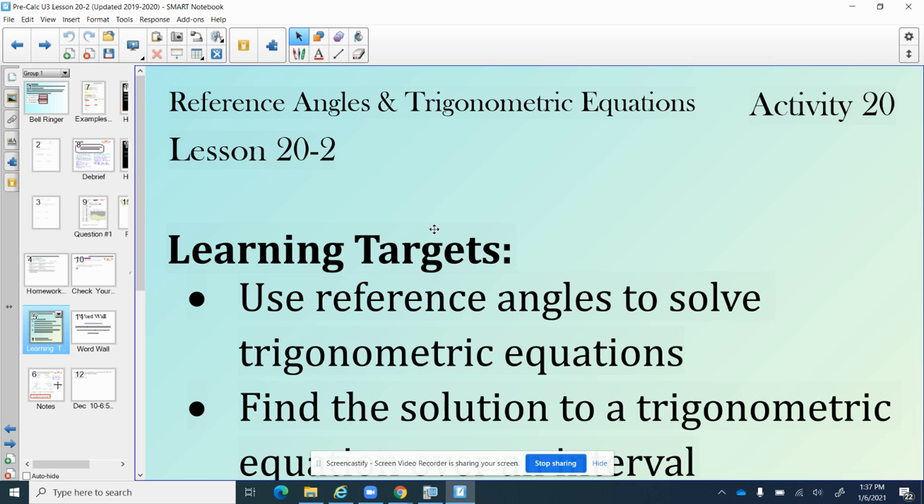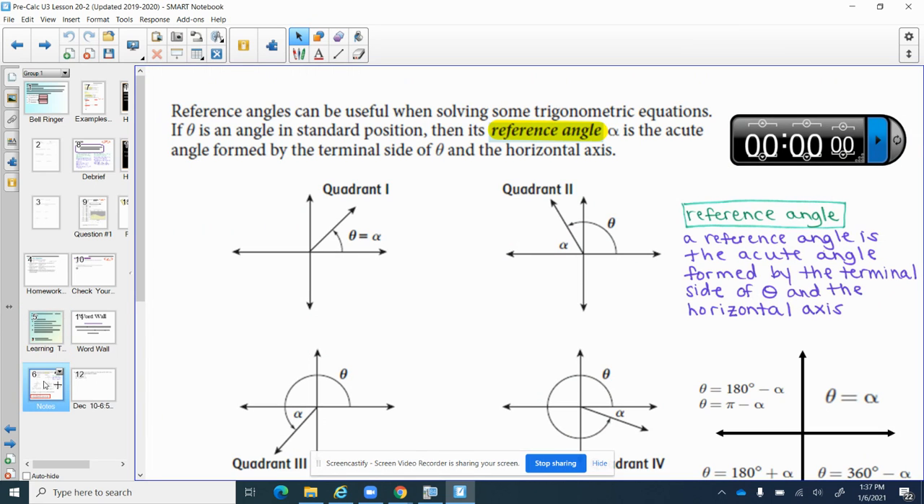Everyone, and welcome to the last lesson of Unit 3, Lesson 20.2, which starts on page 270 in your Springboard books. On page 270, we see one of our favorite vocab words from Unit 3, reference angle, officially being defined. And we've talked a lot about reference angles so far, so it's kind of wild that they haven't talked about it until this lesson. But we know that reference angle is the quadrant 1 value.